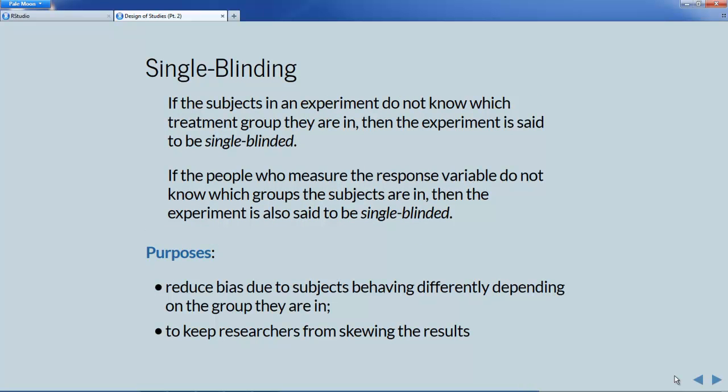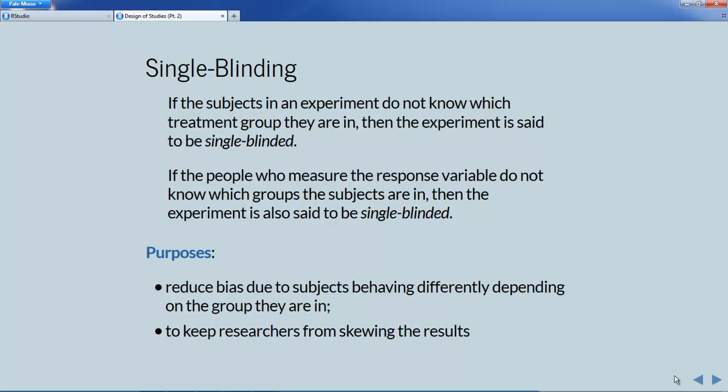Now, if the subjects in an experiment do not know which treatment group they are in, then the experiment is said to be single-blinded. Also, if the people who measure the response variable on those subjects do not know which groups the subjects are in, then the experiment is also said to be single-blinded. So there are two ways for an experiment to be single-blinded. It could be single-blinded from the subject side or from the researcher side. What are the purposes for blinding an experiment in these ways?